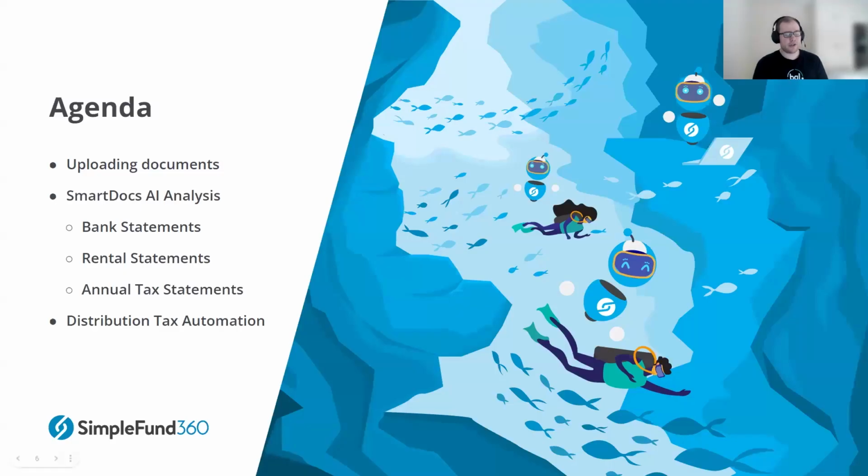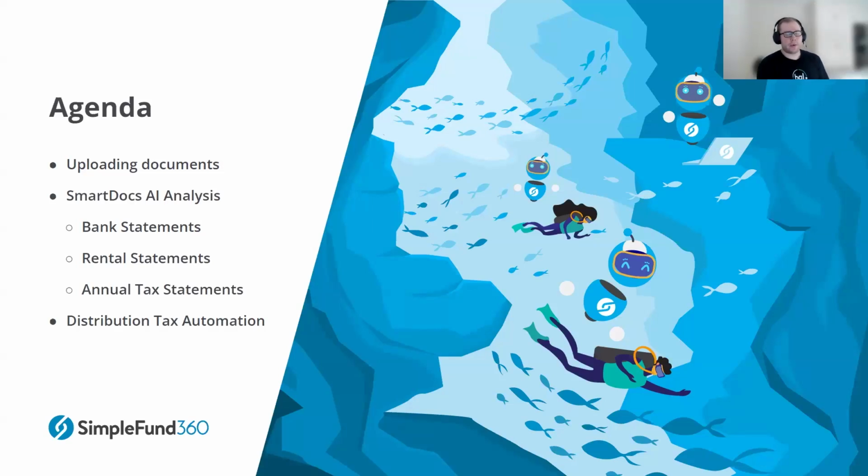Starting off, the agenda. So what we'll be covering today includes, firstly, uploading documents. So how do you get documents into your system? Then we'll have a look at the SmartDocs AI analysis. What that means is it will analyze the documents you send to your funds, and it will essentially categorize them and extract data based on the analysis that it provides.